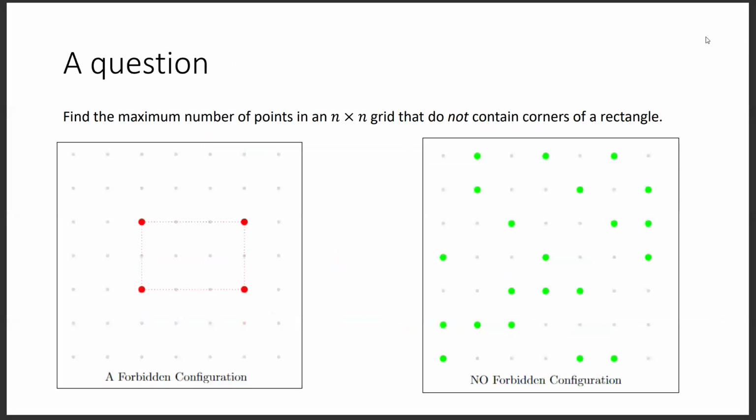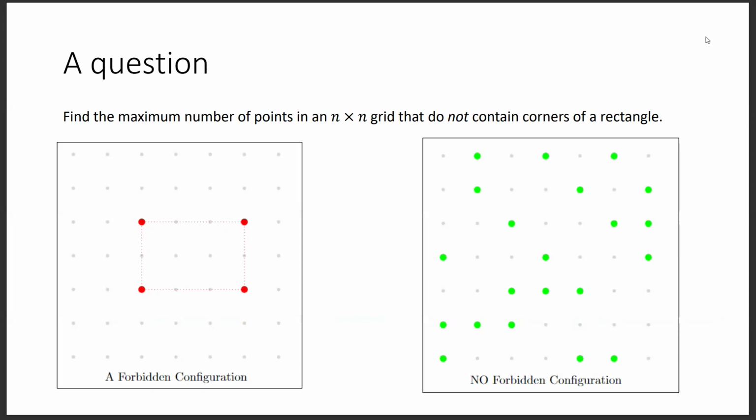So let me jump to a slightly different question now. What is the maximum number of points in an n by n grid that do not contain a rectangle? When I say rectangle, I mean the 4 corners of a rectangle. And this on the right hand side is an example of a grid that doesn't contain any rectangle.